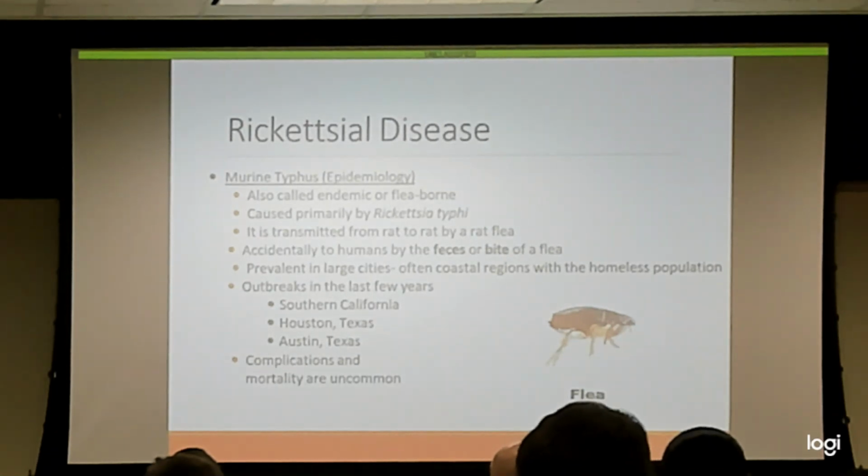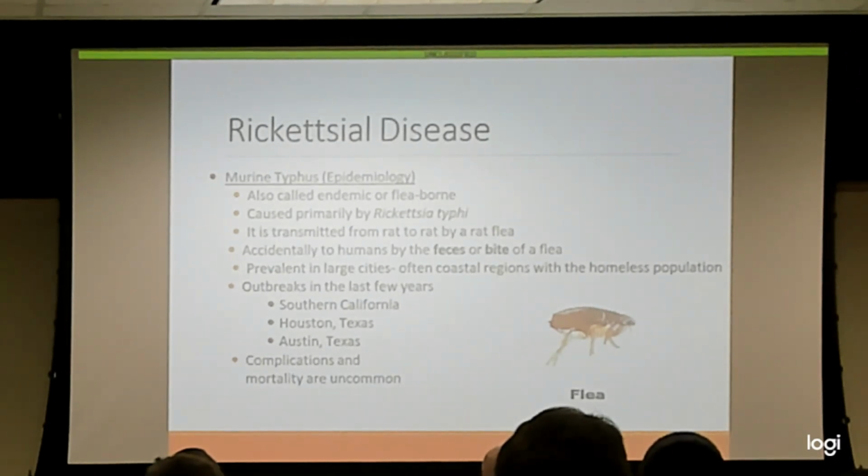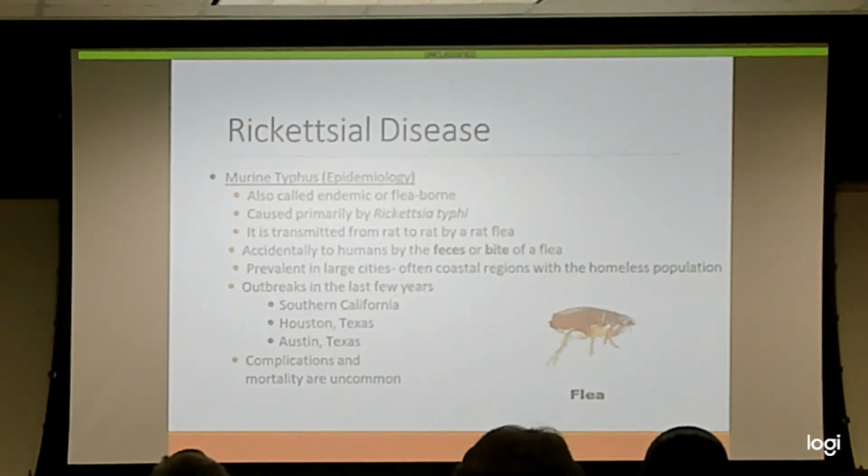Okay, this one is murine typhus. All right, this is the other one that we're going to talk about. This one's transmitted to humans by fleas from rats. The big thing that you need to highlight here is coastal regions, homeless population. Not just the coastal regions, but most common would be coastal regions and homeless populations. We have some outbreaks here for the last few years in Southern California, Houston, and Austin. Go figure, those are very large populations of homeless people there, all right?